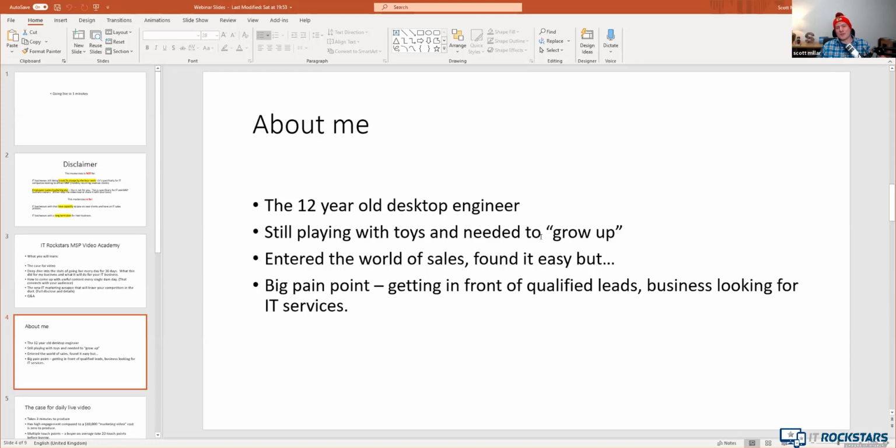I was still playing with toys. I needed to grow up. I say back then, but probably in the last 5 years, I realized that this hobby that I had at age 12 that turned into a career, I was still really doing the same thing. I was just fixing PCs, even though it was in a managed service environment. I needed to change and actually grow up, and come back out a little bit from that engineer role into a more challenging role, which was sales, business development, and then eventually being owner of an MSP.